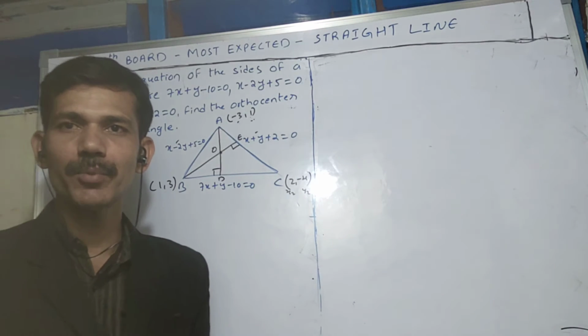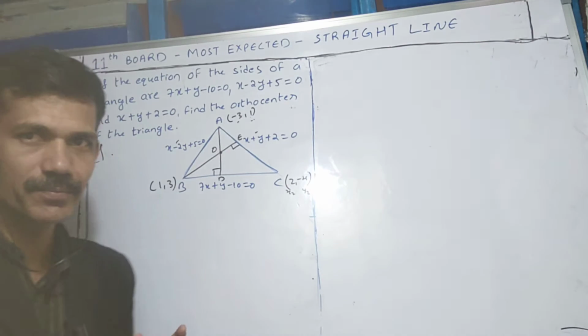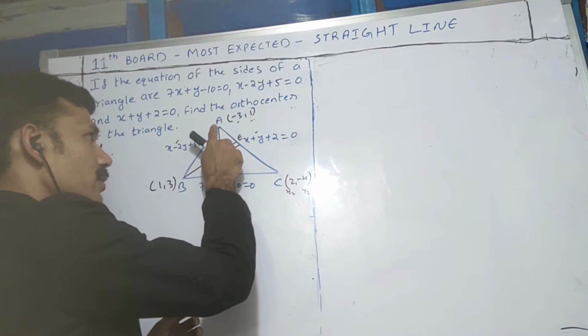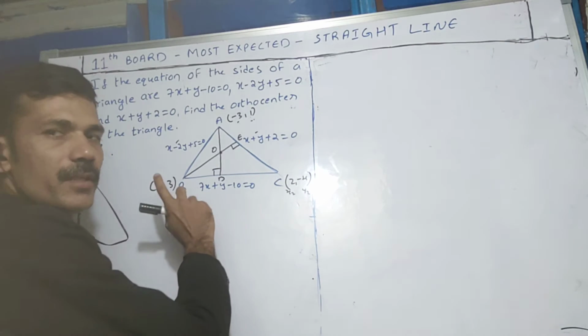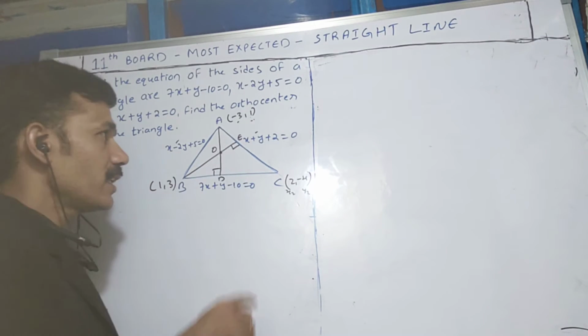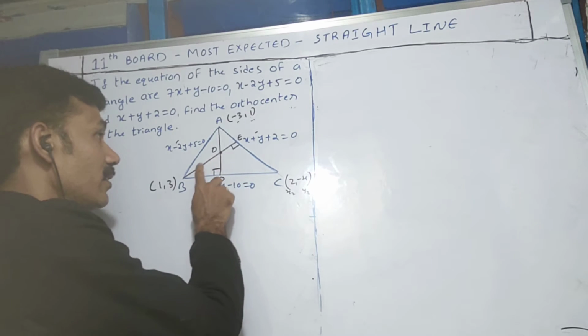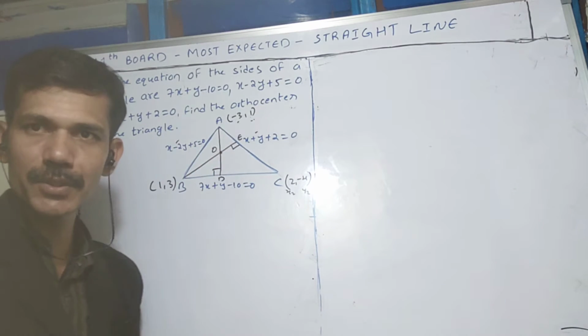See, orthocenter is the point of concurrence of altitudes. So let us take the altitude from A, AD is one altitude. Another altitude we will take from B, BE is another altitude. And the point of intersection of AD and BE will give the orthocenter.